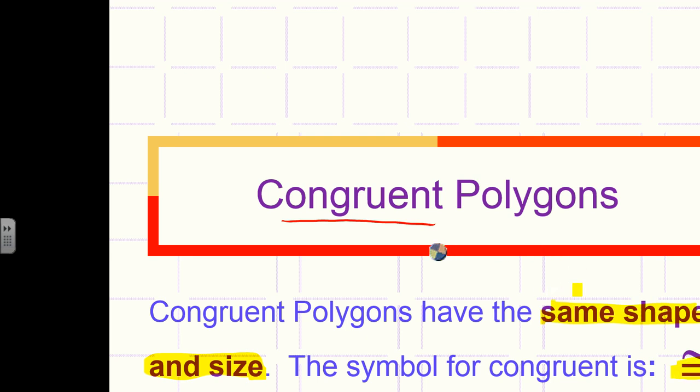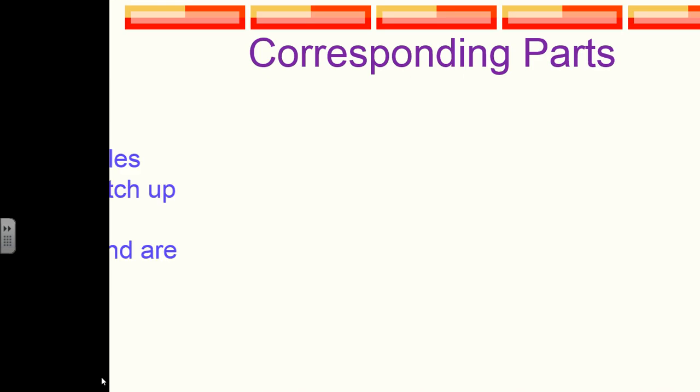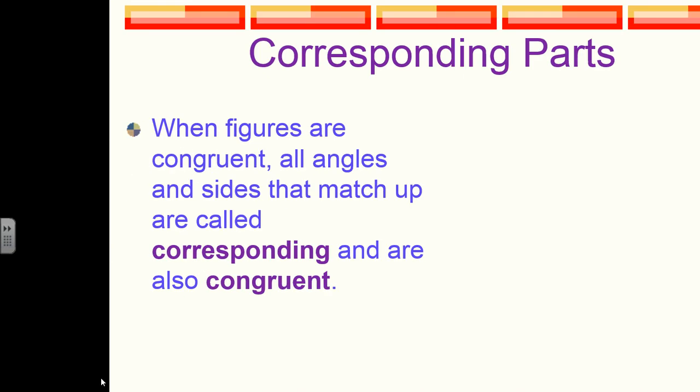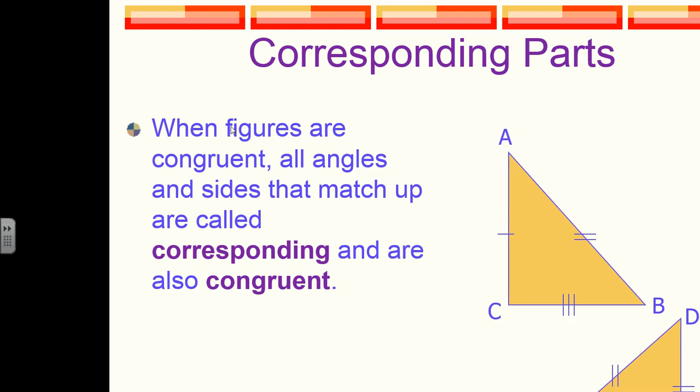Here is the congruency symbol. Once again, the word congruent means the same size. It does so for congruent polygons as well, right? So when you have two congruent figures, aka polygons in this aspect, all angles and sides that match up, aka they're in the same spot, are called corresponding. That's the second time we've used that word. And by default, they are congruent. They are the same size.